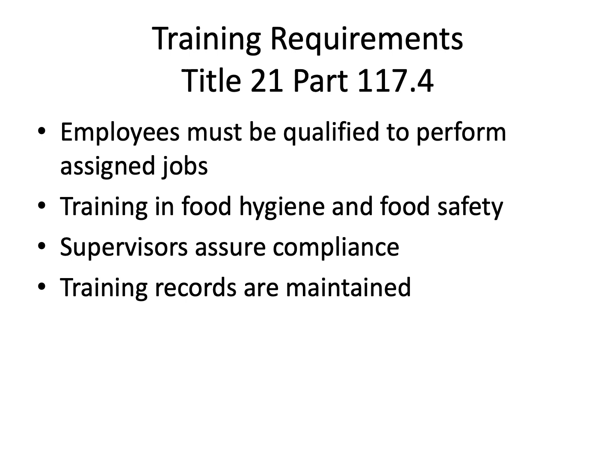Let's cover the training requirements in a little more detail. Title 21, Part 117.4 states, employees must be qualified to perform assigned jobs. They must have training in food hygiene and food safety, and supervisors assure compliance. How do we know the training's been done? Because training records are maintained. And I also want you to make sure that your employees are capable of demonstrating knowledge and understanding of their jobs to regulatory agents and or auditors.